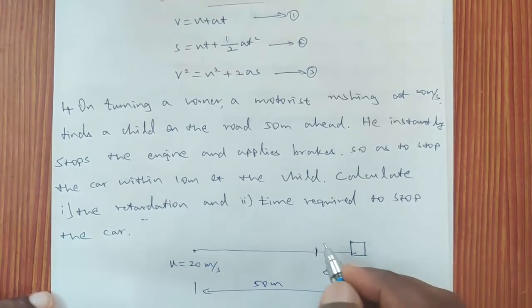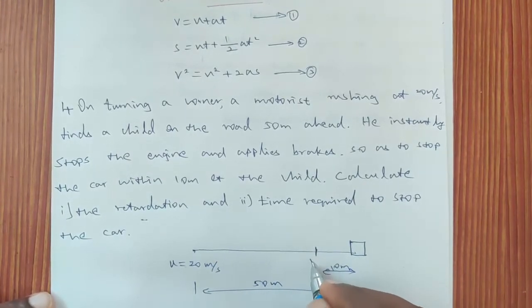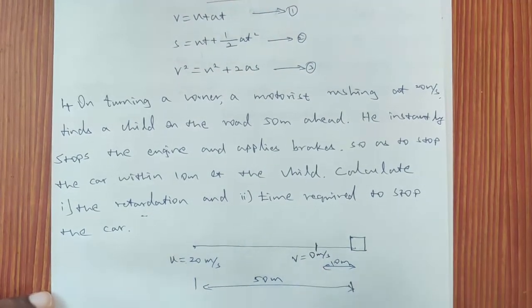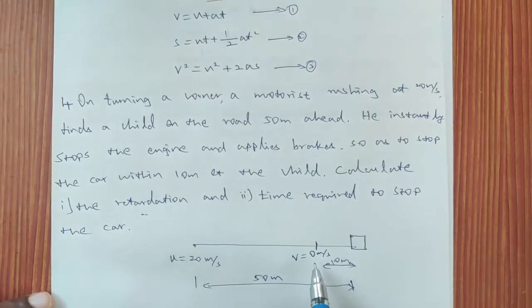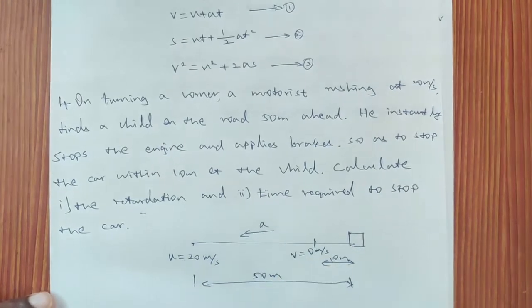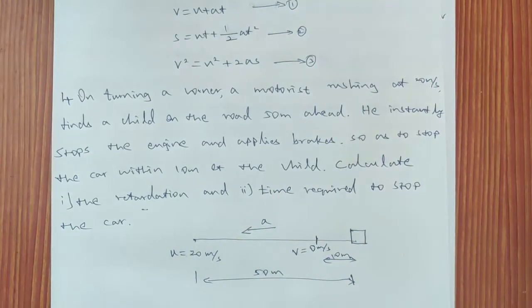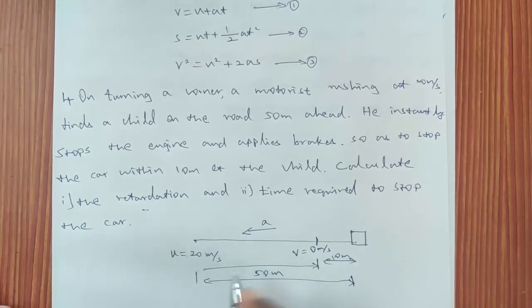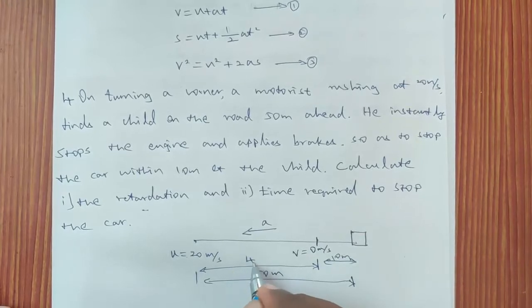The car is brought to rest. So at this point the velocity is 0 meter per second. We know that the final velocity is v. So u is 20 meter per second and v is 0 meter per second. Here the retardation is applied, that is acceleration in the opposite direction. Now the overall distance is 50 and the car stops before 10 meter. So s is 50 minus 10, it is 40 meters. So the traveling distance of the car is 40 meters.